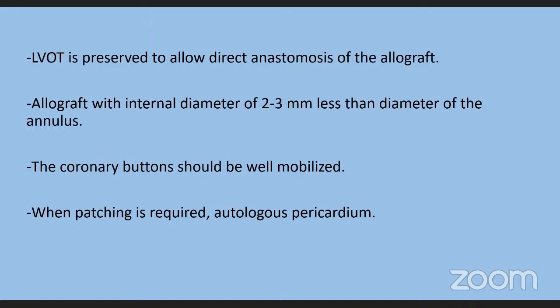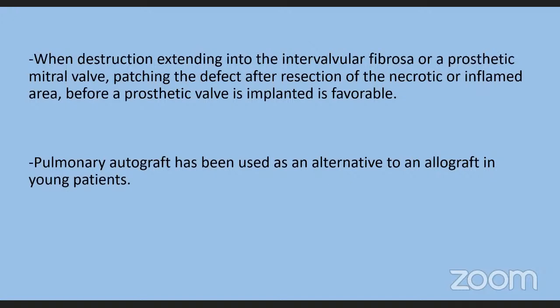So in a small defect, we're going to use a fresh autologous pericardium. And in cases of a large defect, it is better to use a glutaraldehyde-treated bovine pericardium. When destruction extends into the intervalvular fibrosa or the prosthetic mitral valve, patching the defect after resection of the necrotic or inflamed area before the prosthetic valve is implanted is favorable. Sometimes the pulmonary autograft has been used as an alternative to the allograft in young patients.